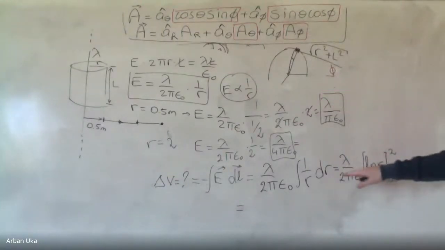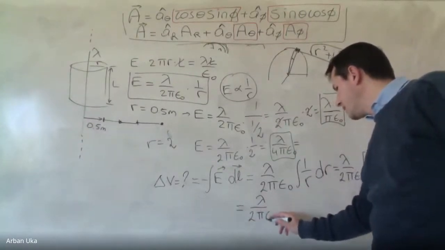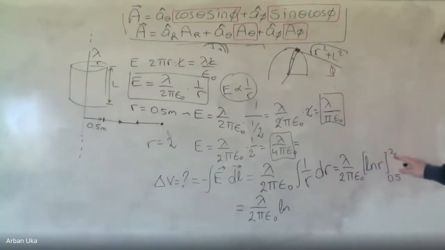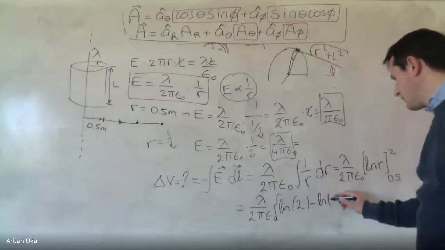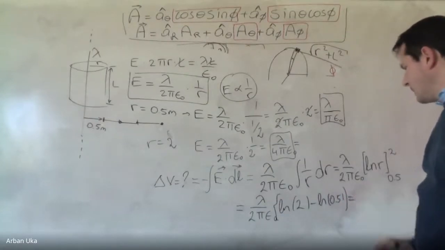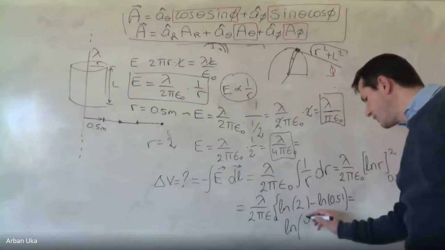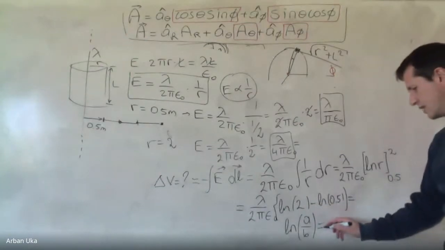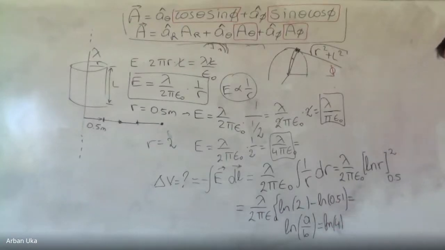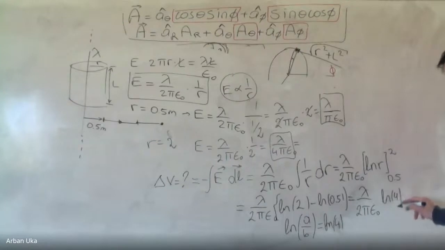So the integral of 1 over r dr is ln r, the natural logarithm of r. So here we're going to get lambda over 2 pi epsilon 0 times ln of 2 minus ln of 0.5. And ln of a minus ln of b is also equal to ln of a over b, a property of logarithms. So ln 2 minus ln 0.5 is ln of 4. So here we get lambda over 2 pi epsilon 0 ln of 4, okay?